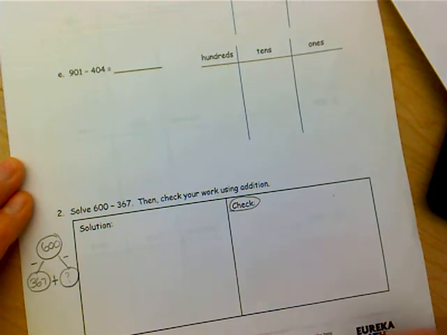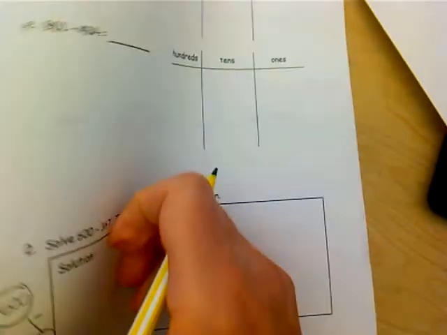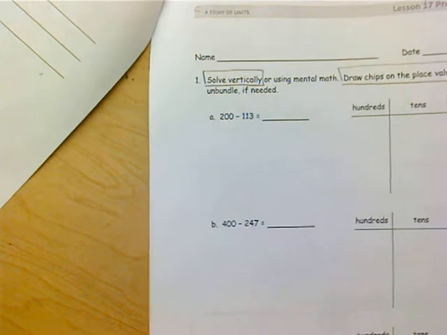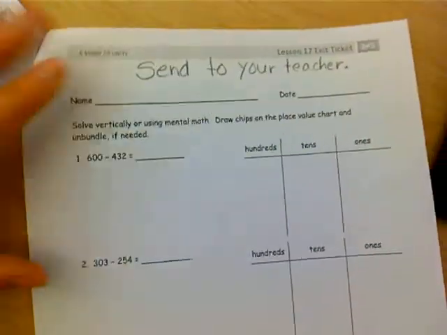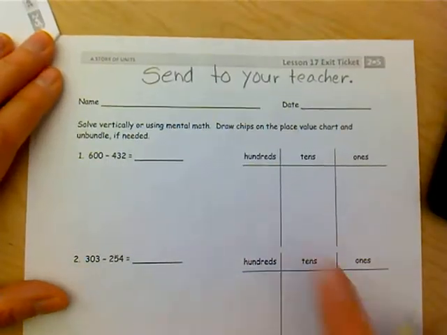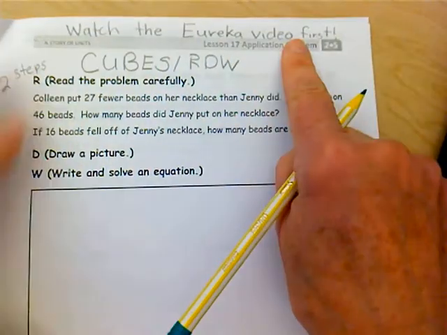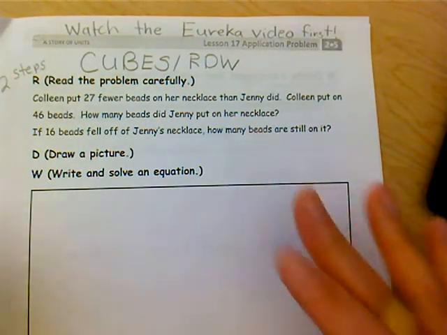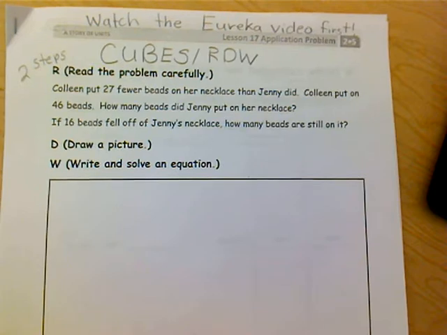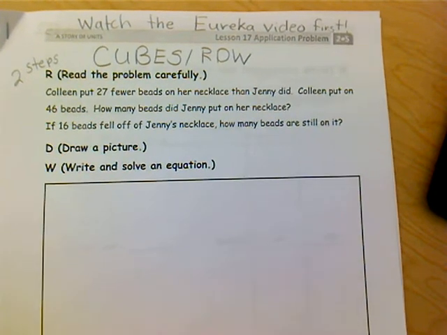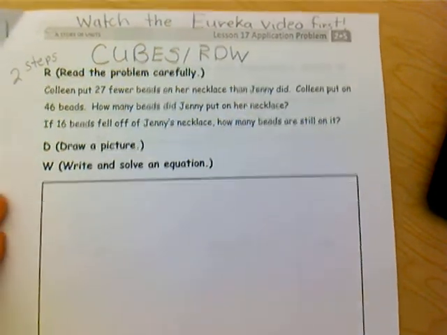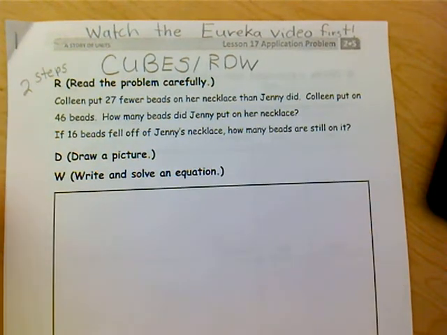Once you've done that, then you are going to check back with me, and we will go over all of those problems together and check for your understanding. And then after you've done that, of course, you know that you need to do your exit ticket and send that to your teacher. And with that, I will remind you to watch the Eureka video first, then come and do the application problem, the problem set, check with me, and then you can do the exit ticket and send it to your teacher. And with that, I am going to ask you to pause the video, and I will see you in a few minutes for checking.